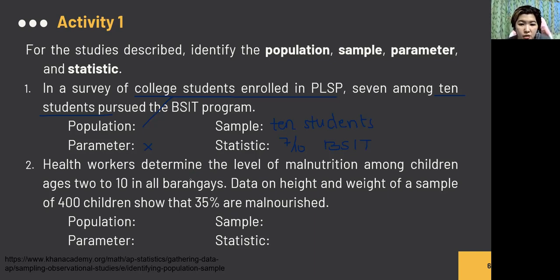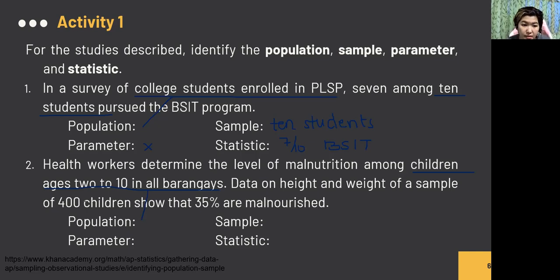Health workers determine the level of malnutrition among children ages 2 to 10 in all barangays. Data on height and weight of a sample of 400 children show that 35% are malnourished. Okay. So, ano ang population natin or ano yung kalahatan? Again, it does not have to be a number. But, ang population natin ay children ages 2 to 10 years old in all barangays.